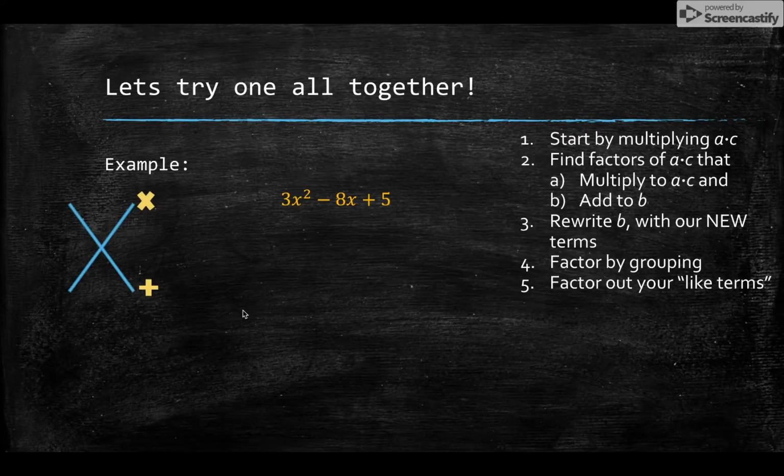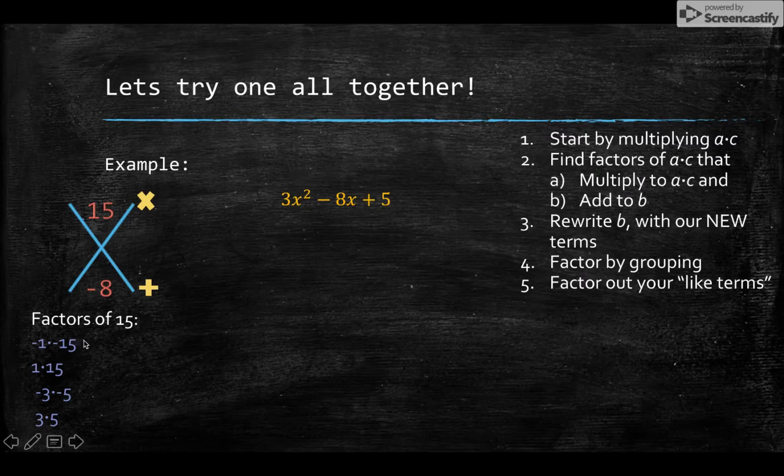So I'm going to set up my x because I enjoy using this and I find it to be a helpful resource. And now I'm going to multiply my a times c, which here is 3 and 5, which gives me 15. And then I'm going to go ahead and place my b down here in the bottom. Next, I'm going to find the factors of 15. So here we have -1 and -15, +1 and +15, -3 and -5, and +3 and +5.